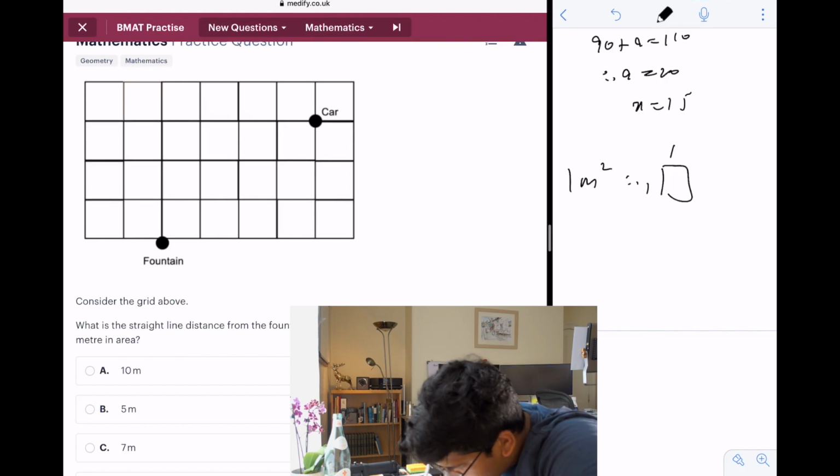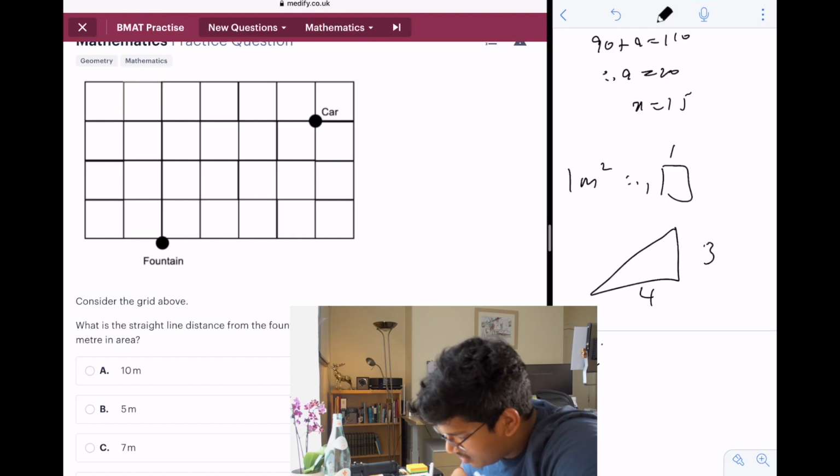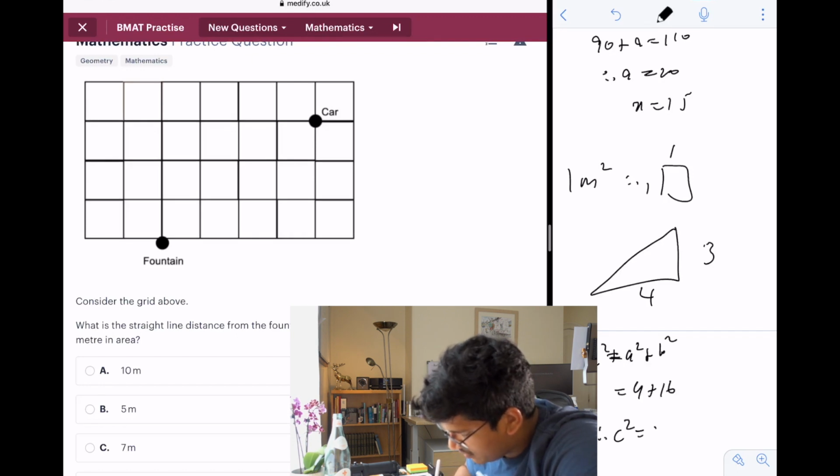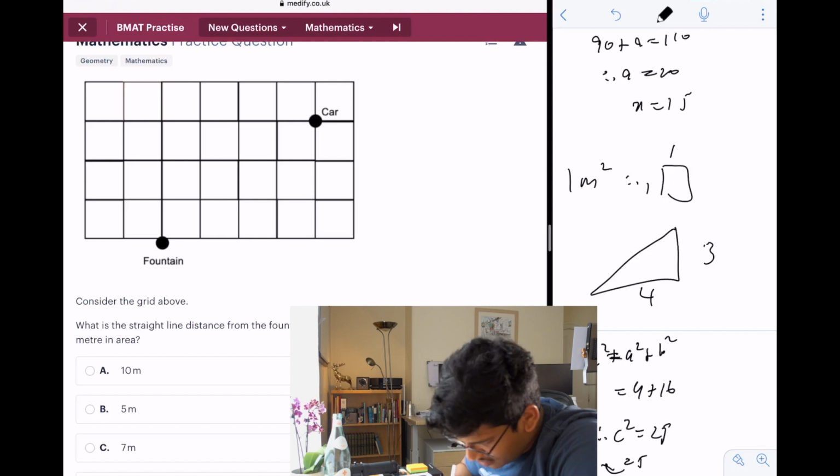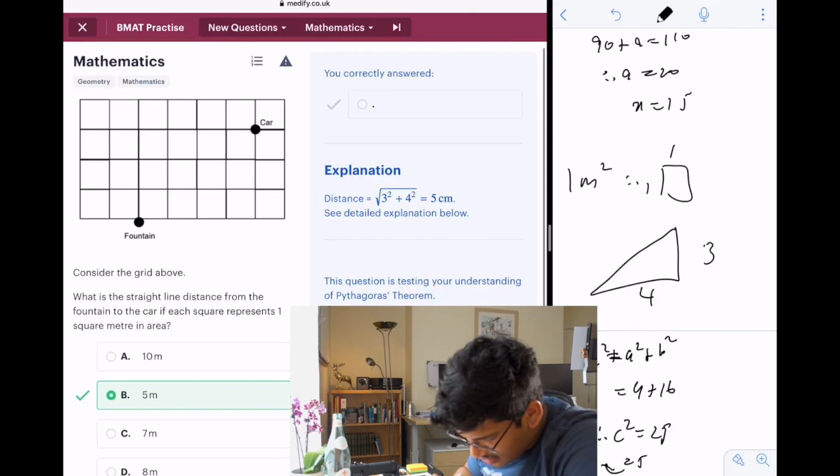So let's draw a triangle quickly. 4 along, 3 here. So we know just c squared equals a squared plus b squared equals 9 plus 16. Therefore, c squared equals 25. C equals 5. Cool. 5 meters. Lovely.